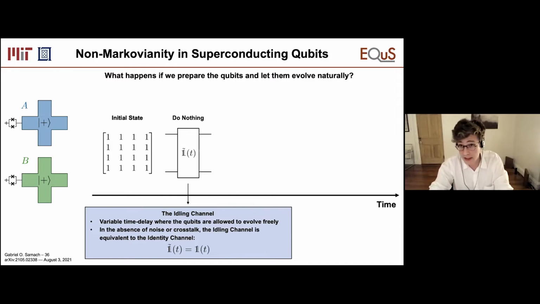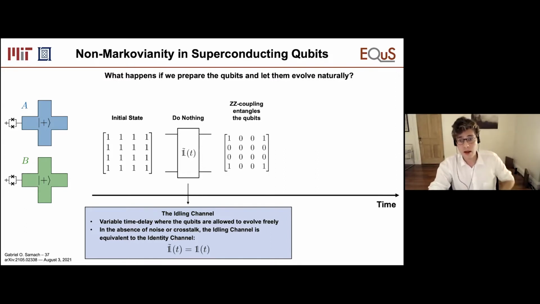But we know in our device that such is not the case. Specifically, when we have this always-on coupling between our two qubits, if we allow them to evolve for some amount of time, we may find at a later time that our two qubits have become totally entangled. So we may find that we have a Bell state of our two qubits.